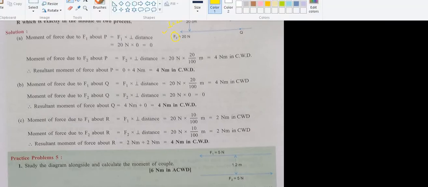I am going to change the color for Q. If you see Q for F2, then perpendicular distance is 0. But if you see for F1, the perpendicular distance for Q is 20 centimeter. But exactly in the center is a point which is R, and on R both the forces are going to work with a distance of 10 centimeter and 10 centimeter.